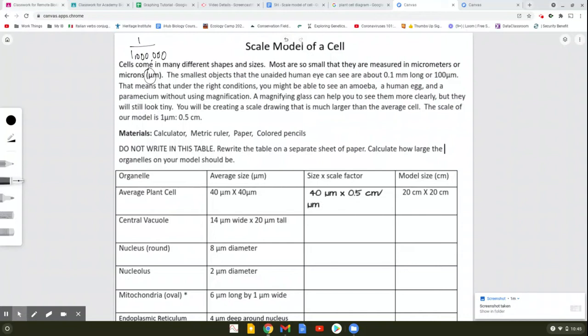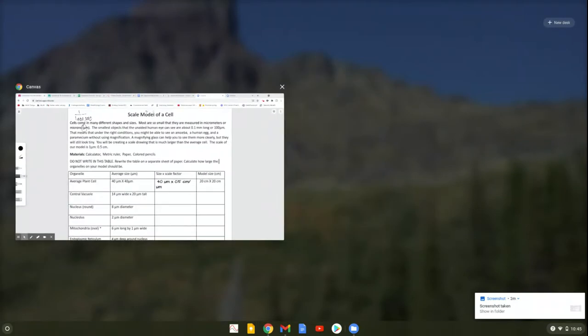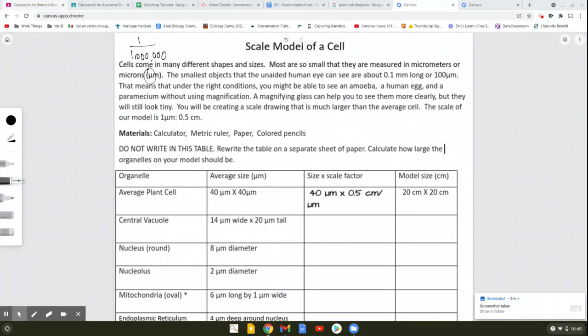The scale of our model is 1 micrometer for every 0.5 centimeters. Okay, so the point of a scale model is to draw it bigger than it actually is, but to keep the proportions correct. A lot of the drawings that we see of cells in books are not actually the correct size. So we are going to draw a scale model that is the correct size. You can probably think of other applications for scale models, maybe architecture, where you draw something smaller than it normally is. We're drawing something bigger than it actually is.